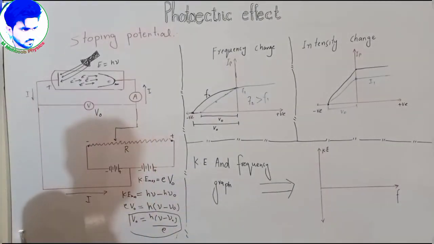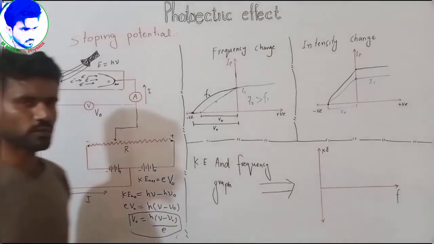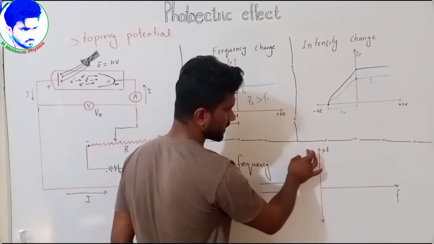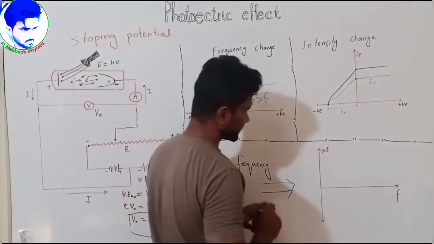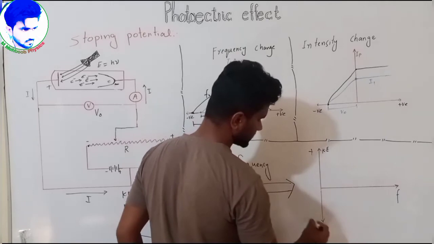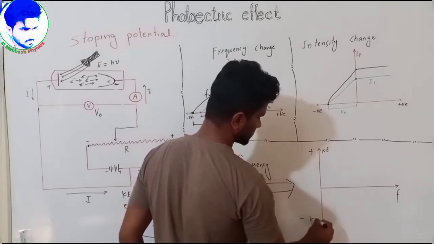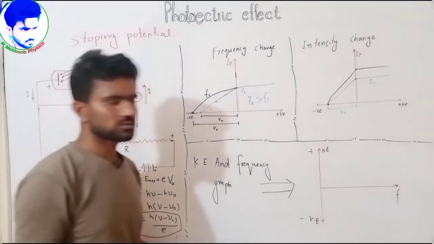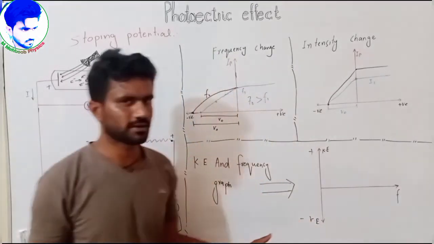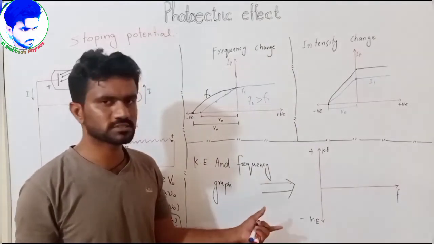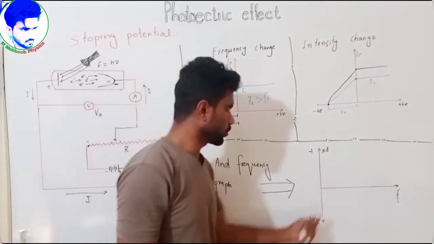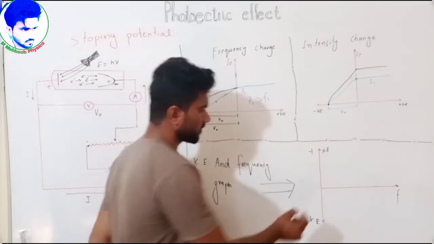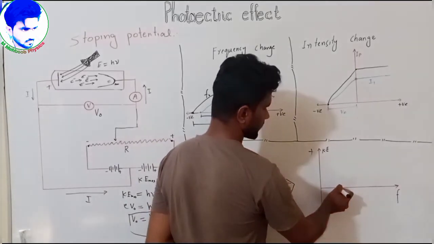Now come to the relation between kinetic energy and frequency. We have a graph here. This is the positive value of the kinetic energy, and this is basically the negative value of the kinetic energy. For different metals, the threshold value of frequency will be different. The minimum value of the frequency will be different for different metals. So let's suppose we have two metals. For one metal we have the threshold frequency like this.